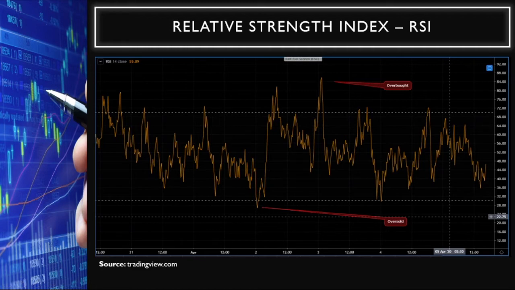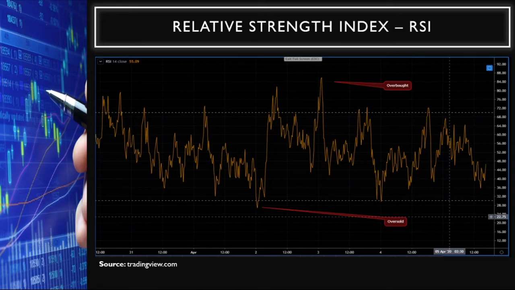So kapag overbought na ang isang asset, ang tendency ng price action is to go down. Kapag naman oversold na ang isang asset, ang tendency ng presyo, it's to go up. But, hindi yan absolute, sabi nga natin kanina. Minsan, ang oversold o ang overbought, tumatagal ng matagal na panahon. So, hindi ibig sabihin na pag nasa oversold na, mag-buy ka na kaagad. Or pag nasa overbought na, mag-short ka na kaagad.